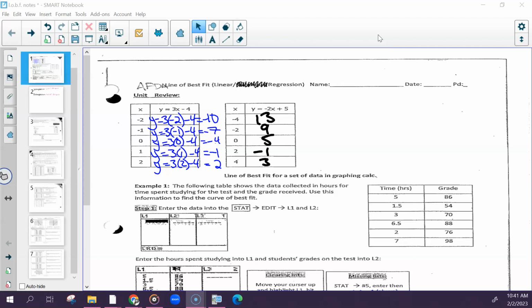Okay. So this unit, or this lesson, is about finding lines that best fit our set of data. It may not fit exactly like these. It may have a line where the points don't fit accurately, or they're surrounded by it, but they don't actually touch it. So that's what we're going to be finding and doing today.